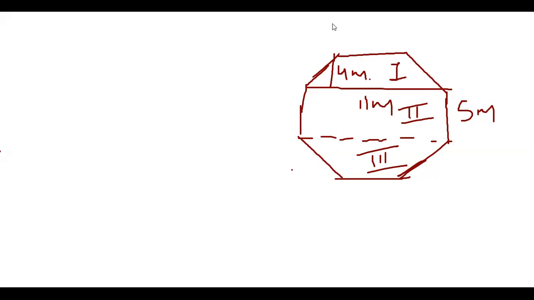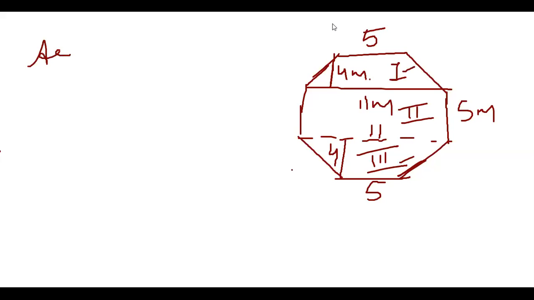And you can see the first and third are the same. This is 5, this is also 5. This is 11, this is also 11. And the height is 4 here, so it will also be the same here, 4, because all of the sides are equal. It's a regular polygon, so the height will also be the same here. So firstly we'll find the area of 1 and 3, which is the same.